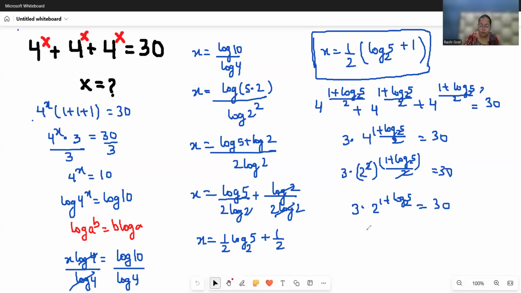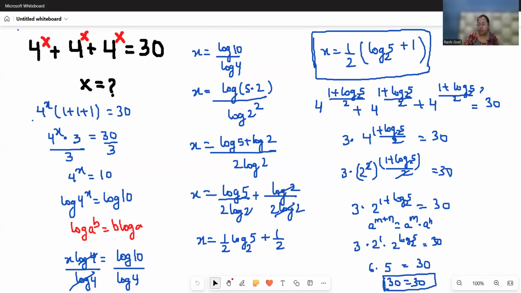So as per exponent rule, a power m plus n, we can write it as a power m times a power n. So this becomes 3 times 2 power 1 times 2 power log 5 with base 2 equal 30 or not. So it's 3 times 2 is 6, and log a with base a is 1, so 2 power log 5 with base 2 is 5 only. So 6 times 5 is 30. So yes, it's a verified solution.